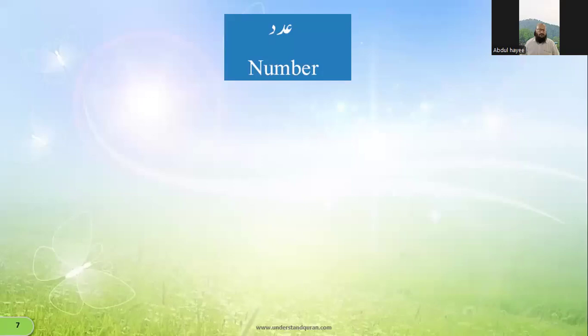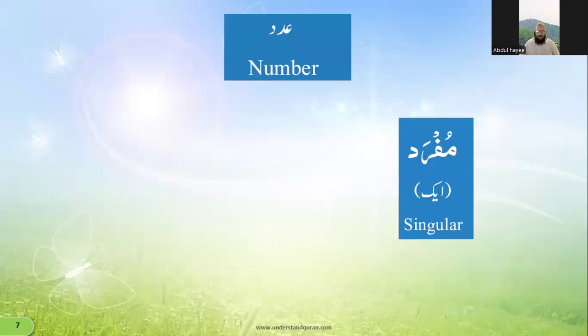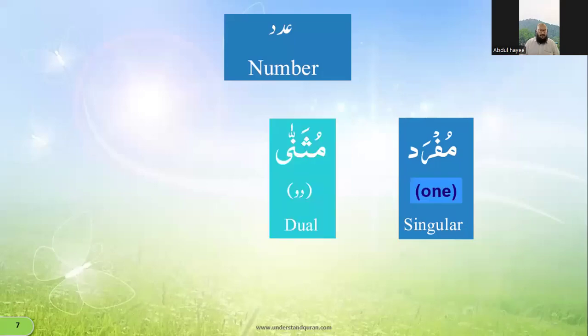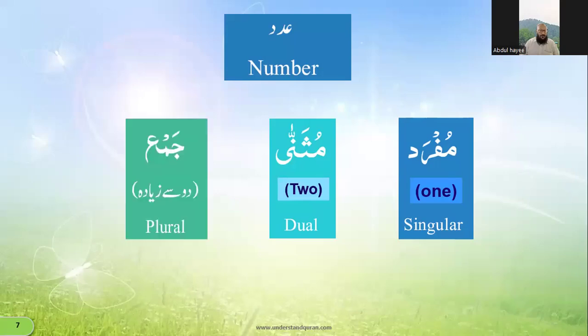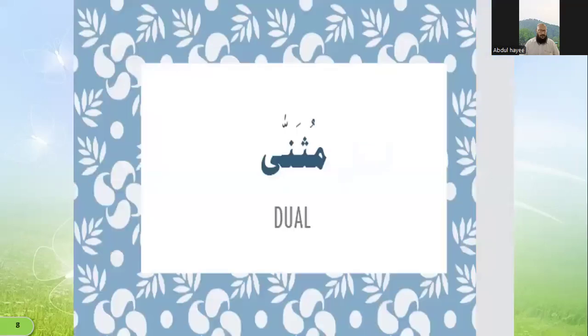So today we are going to study the numbers. What do we mean by number in Arabic? There are three terms. One is called mufrad, which means singular, one. The second is musanna, which means dual, the two. And third is jama, which means plural, more than two. So these are the three words used in Arabic grammar: mufrad, singular; musanna, dual; jama, plural.